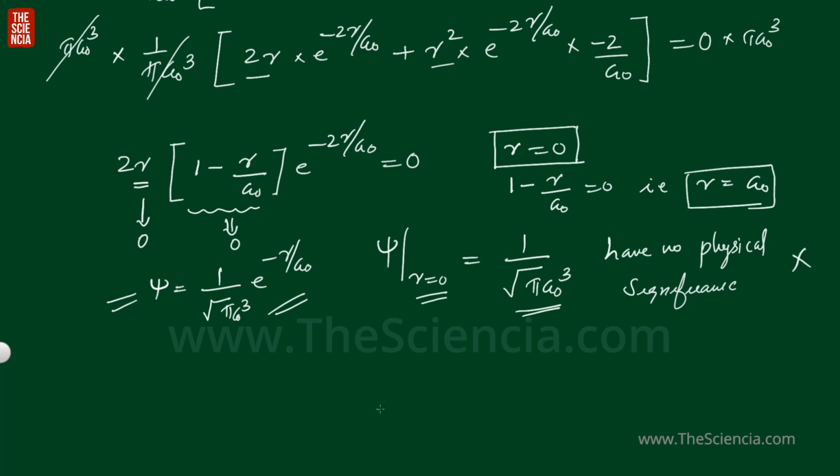And now we have to check the other condition, that is wave function psi at r equal to a0. What we get? We get 1 by root pi a0 cube e raised to minus 1. From this equation, you can easily find out the probability density. Then you will get most probable value of finding the electron at the location r equal to a0. Here r equal to a0 is the location where maximum probability of finding the electron. Okay.